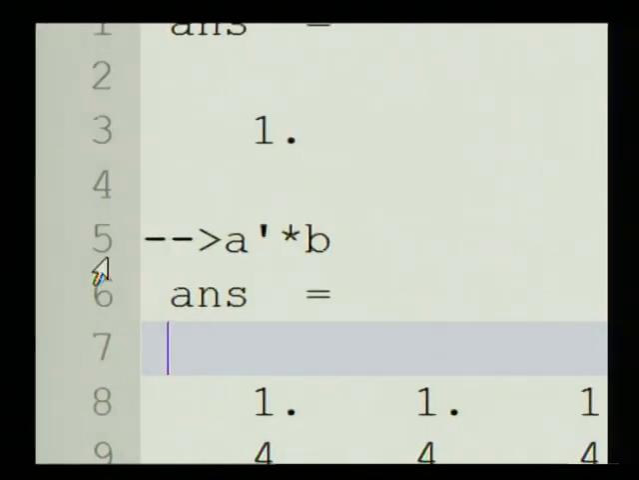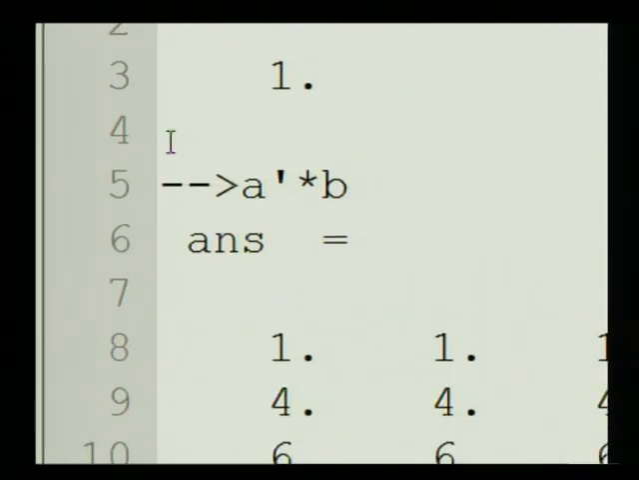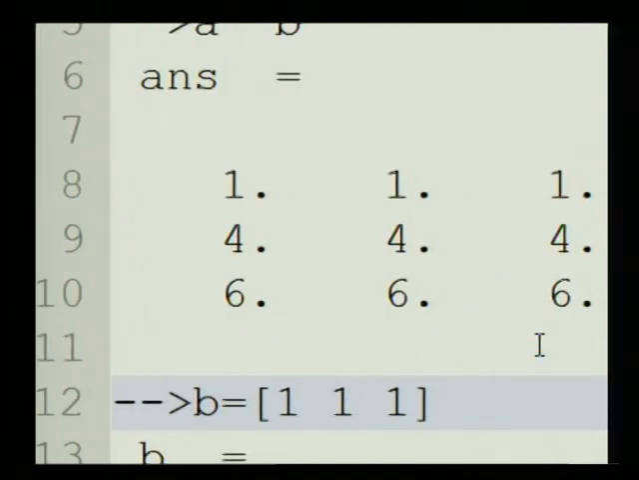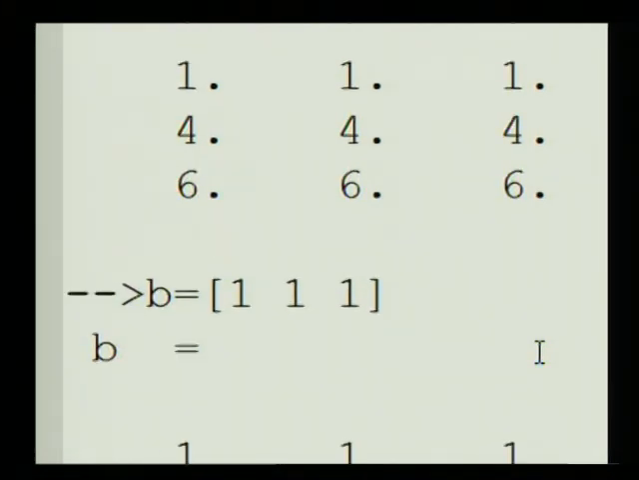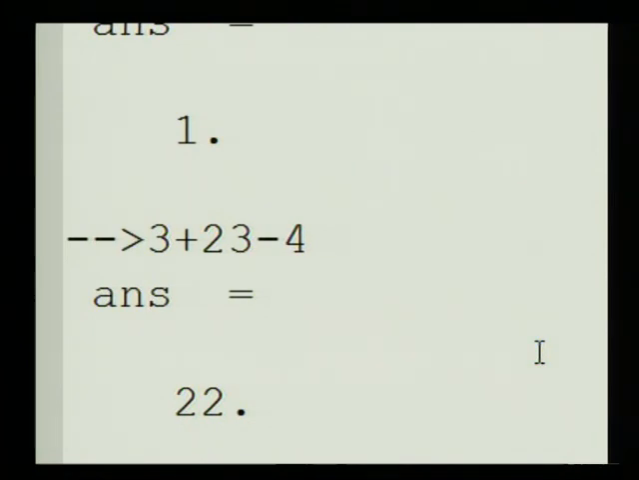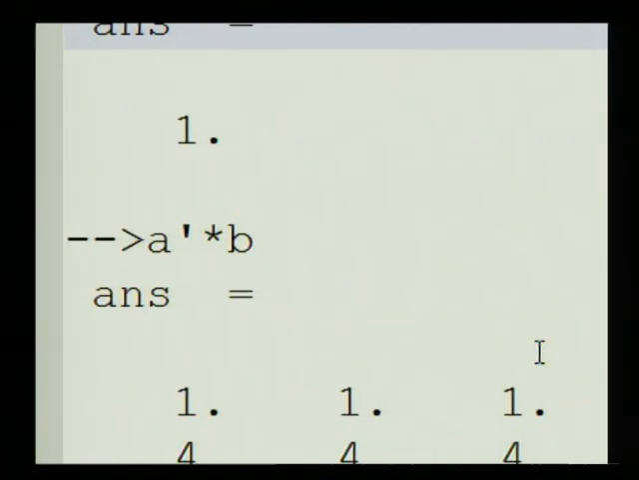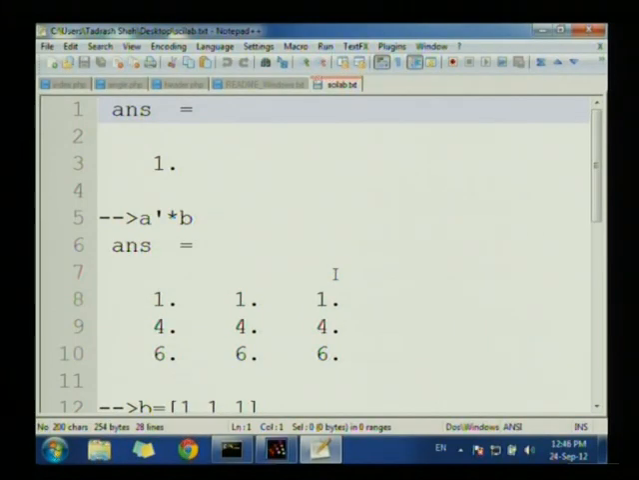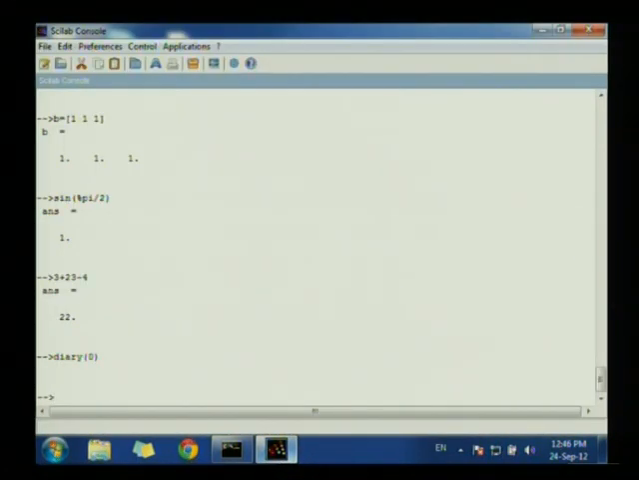This is asking me for updates. I won't update it now. a' * b, the answer. Do you see the a' * b answer? b equals 1. Then sin(pi/2), 3 + 23 - 4. So you see all the steps that I did got recorded in this file scilab.txt. Did it? Yes. So this was the last thing for today. You saved your commands into a file.